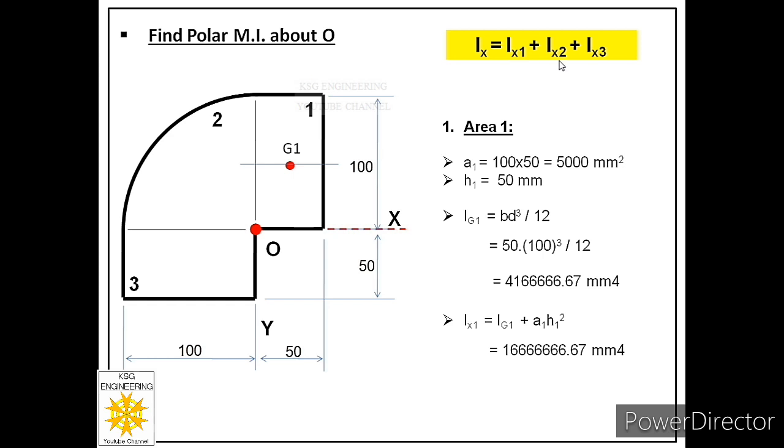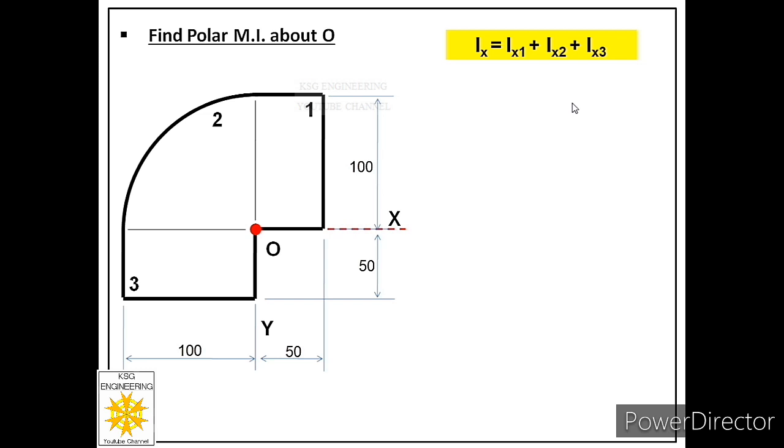Now we have to find the next value, that is Ix2. So next step is that we should find Ix2. So let us find Ix2. So what is Ix2? Ix2 is the area moment of inertia of area 2 about the main axis, that is x-axis in this case. So what is the first step? First step is that we should find its area, that is A2.